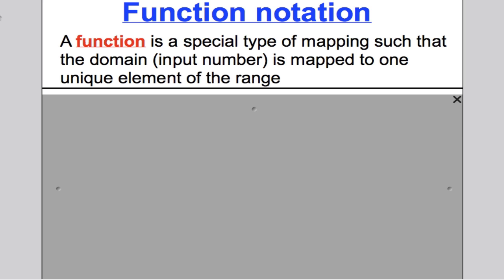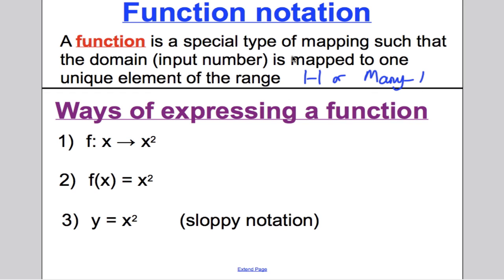And we'll just finish the video off there with a bit of function notation, and that's it. We'll move on in the next video to using this notation. As we've said, a function is a special type of mapping that the domain goes to a unique element of the range, and we've said that a function can be 1 to 1 or it can be many to 1. It is a 1 to 1 mapping or a many to 1 mapping, and this is the way we write a function. We write it in the following ways.